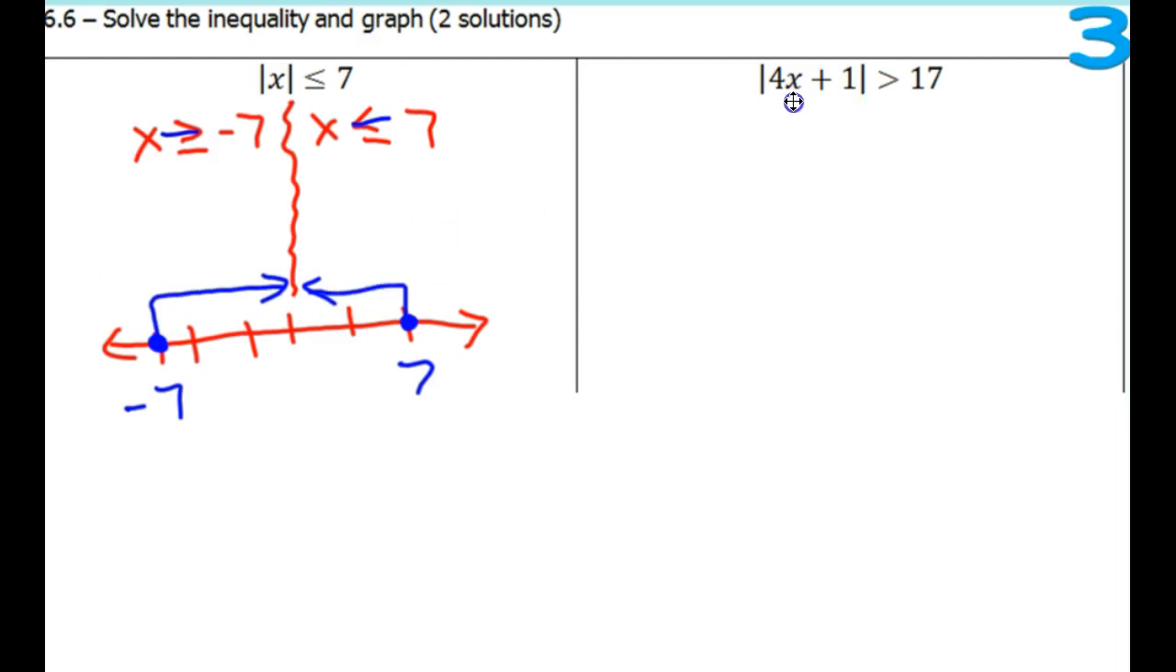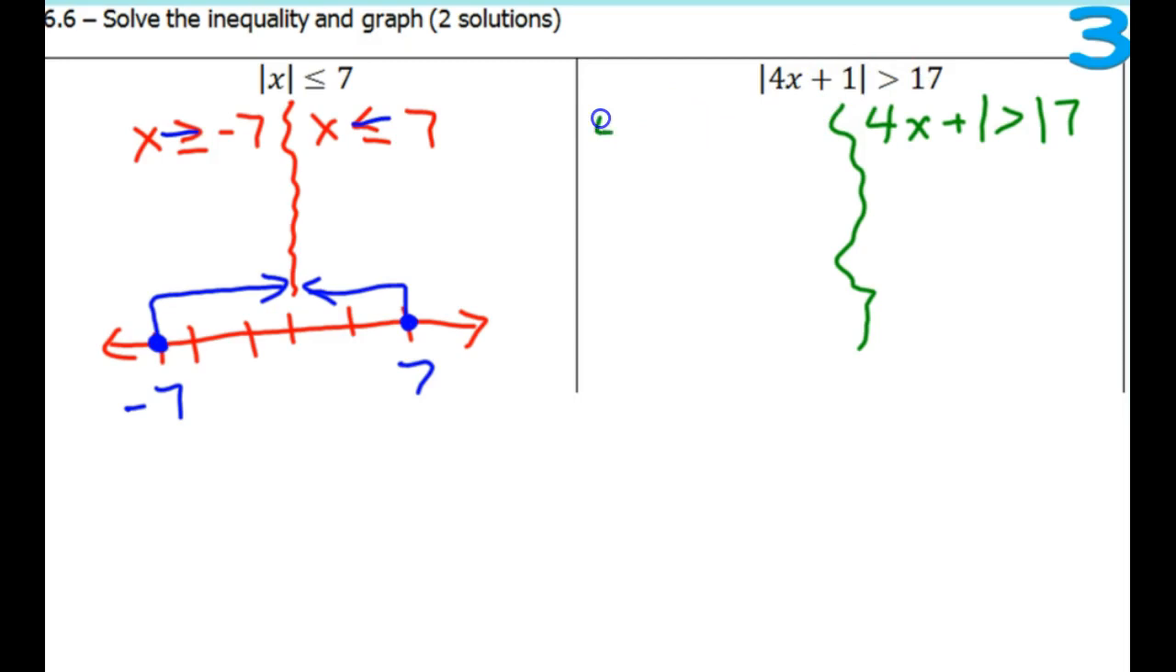Here we have the absolute value of 4x plus 1 is greater than 17. Now we're going to start by creating two problems. The one on the right is going to be 4x plus 1 is greater than positive 17. It's going to look exactly like we have it up here in the problem.